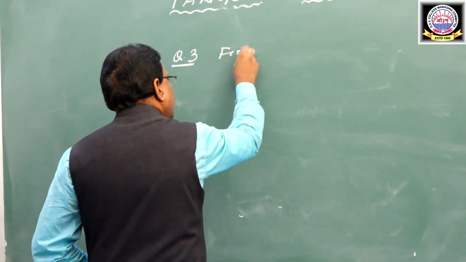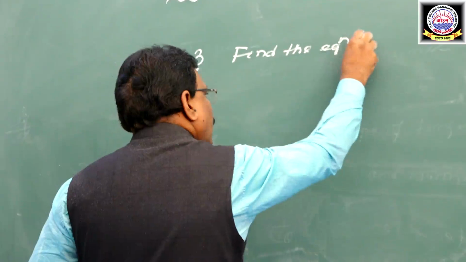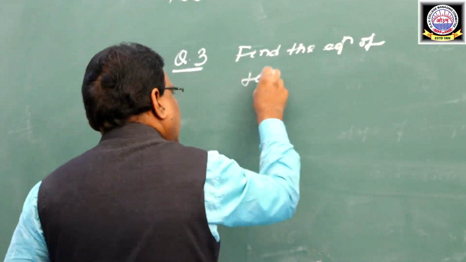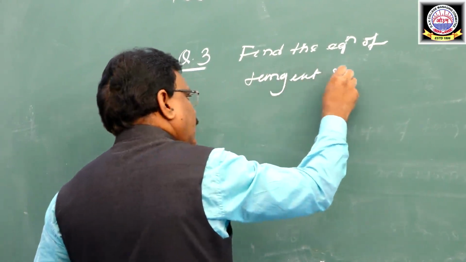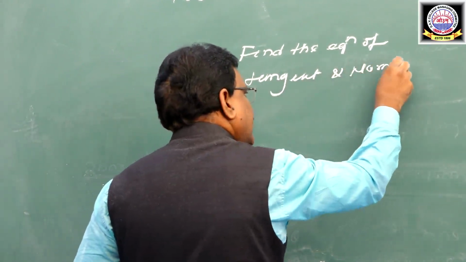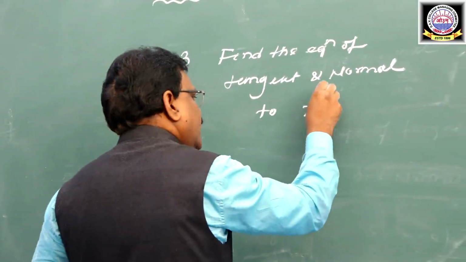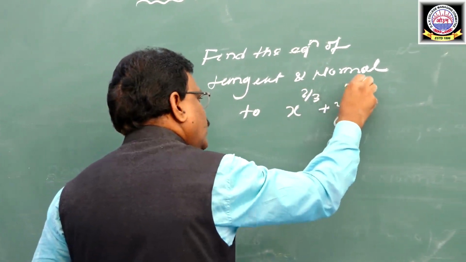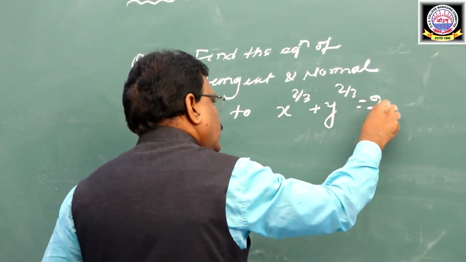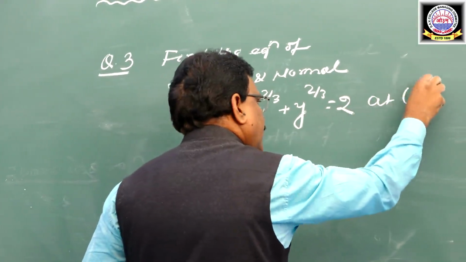Find the equation of tangent and normal to x to the power 2/3 plus y to the power 2/3 is equal to 2 at point (1, 1).